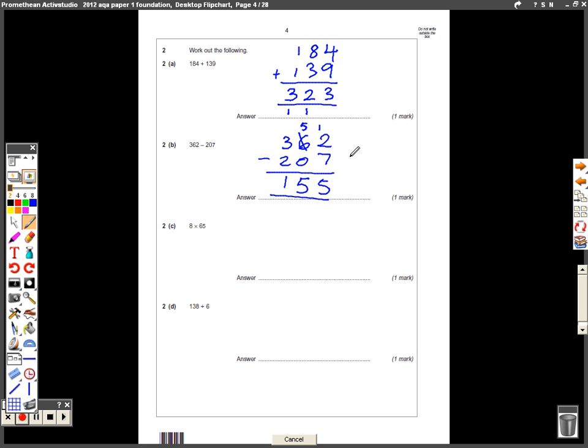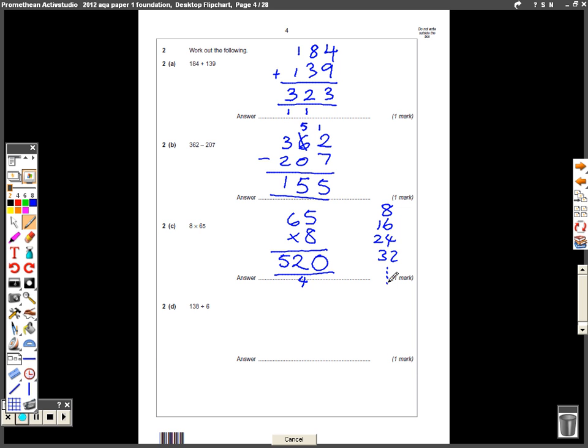Next question. 8 times 65. 65 times 8. 8 times 5 is 40. 8 times 6 is 48. Add 4, which is 52. If you needed to write your 8 times table down, write your 8 times table down. Help you along the way.